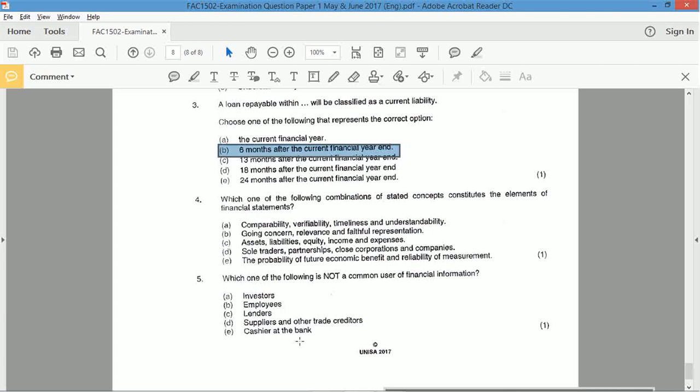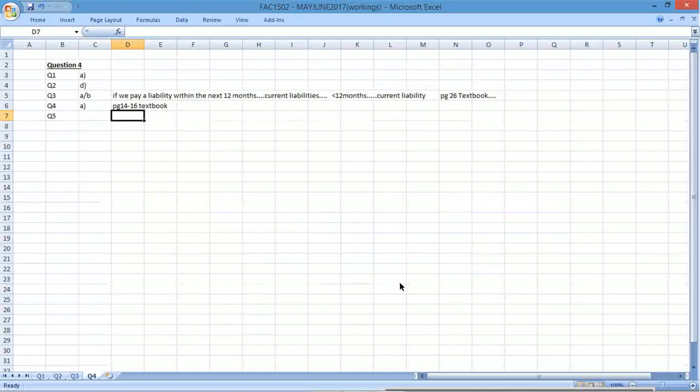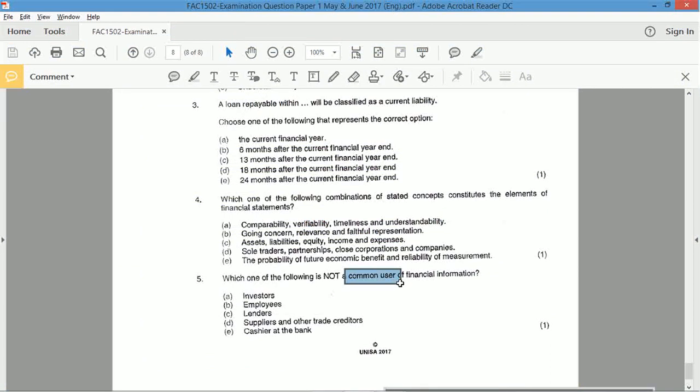wouldn't use it. I mean, what is the cashier going to do with the financial statements? If the cashier was giving out a loan, then yes, but they wouldn't typically need it. So they said not a common user. So the cashier at the bank wouldn't be a common user of the financial statements. Everyone else would. I said employees. Employees would use it. Don't you use your financial statements? Yeah, but not all employees.